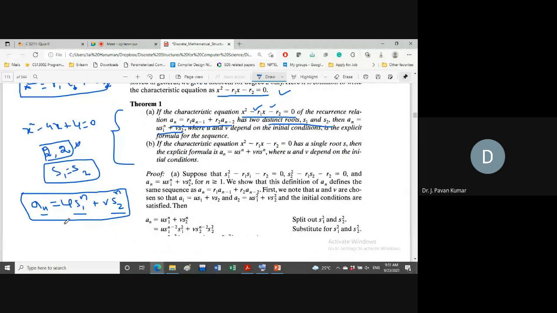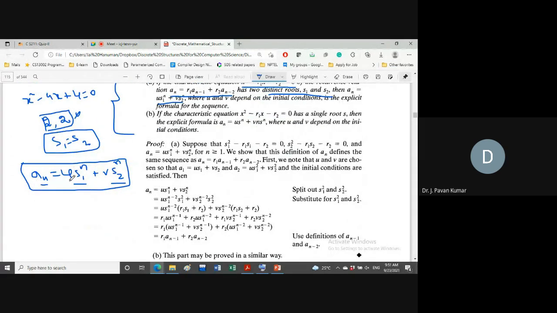Now you see, an is this. This is the formula to calculate an. But we know the initial values, which are nothing but a1, a2. In some sequences, the initial values can be a0, a1, but you need not worry about whether it is a1 or a2. Just take the value of a1 and substitute it in this. We already know s1. S1 can be some value. Let us say one of the roots, S1, is 2. Then it is u into 2 power n.